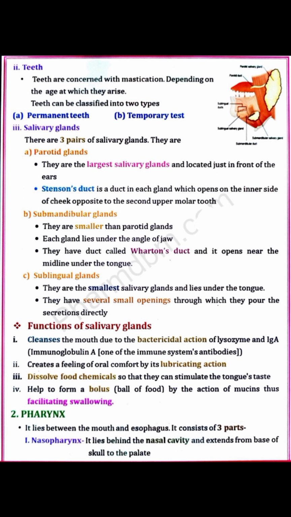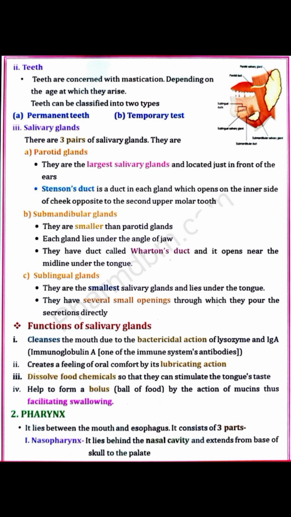Teeth can be classified into 2 types: A. Permanent teeth, B. Temporary teeth. Third one, salivary glands. There are 3 pairs of salivary glands: parotid gland, submandibular gland, sublingual gland. Parotid glands are the largest salivary glands and are located just in front of the ears.